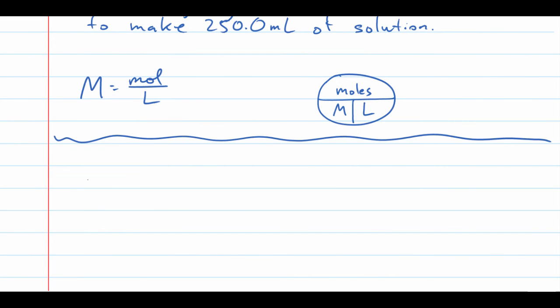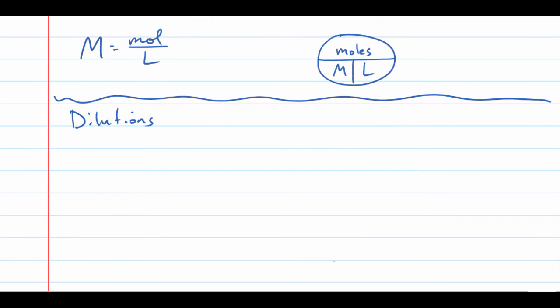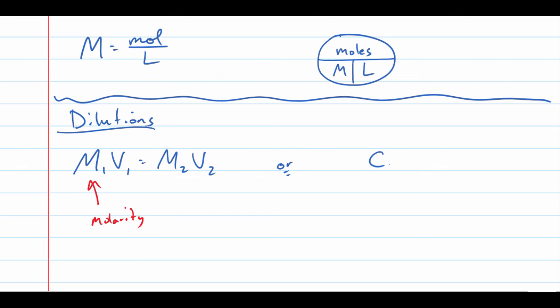All right, next up, we're going to look at dilutions. Your text has a dilution formula which says M1V1 is equal to M2V2. And in this formula, M here stands for molarity. But there's a more general dilution formula that you may use. A more general one looks like this. C1V1 equals C2V2.